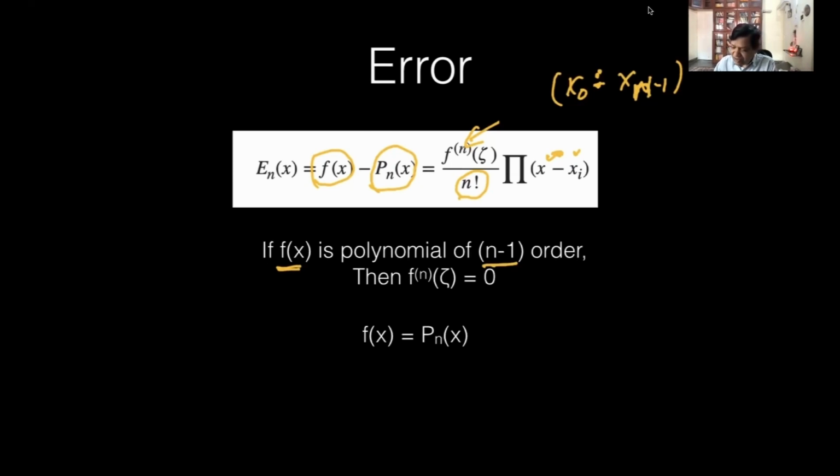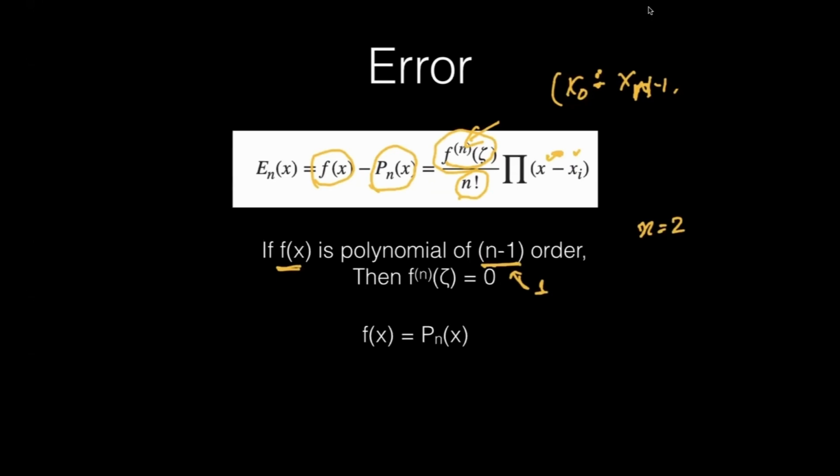Then what happens to this derivative? So let's say n is 2. Now the polynomial will be, this will be 1, so it's a linear function. Now if I take the derivative of a linear function twice, what will I get as a result? f^(n)(ζ) will be 0 for this case.